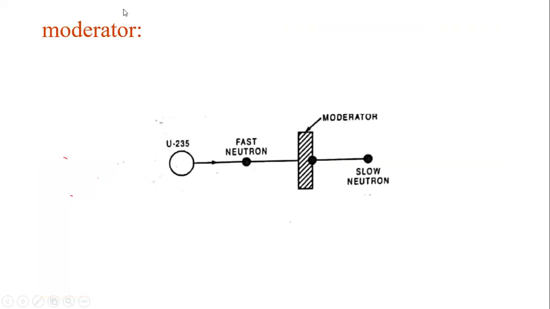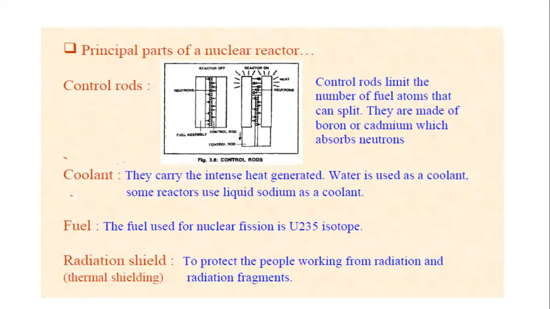And this is the operation of the moderator. Using the moderator, a fast neutron is converted into a slow neutron. When the fast neutron collides with the moderator, some amount of energy is wasted. After losing that energy, the fast neutron is converted into a slow neutron. That is the main operation of a moderator.